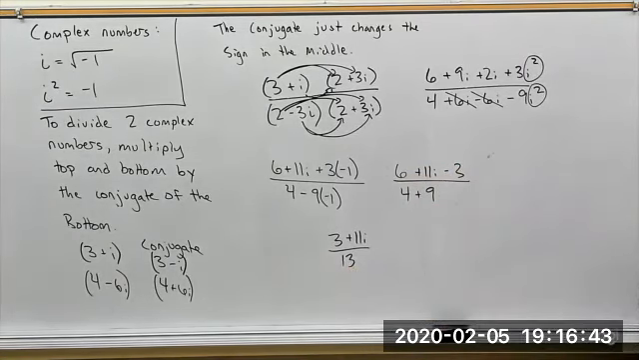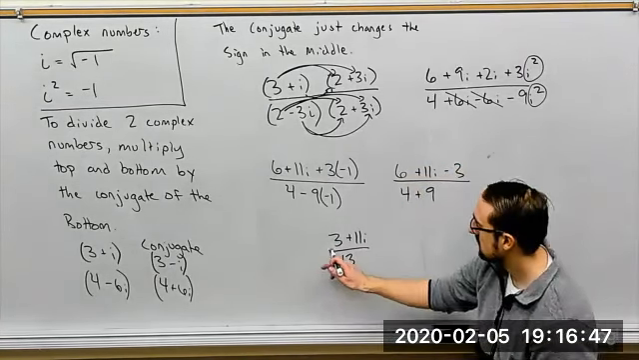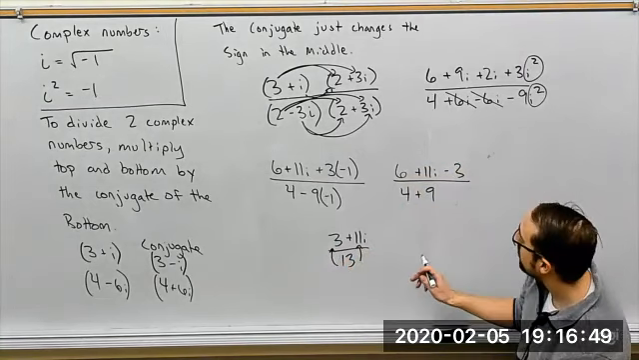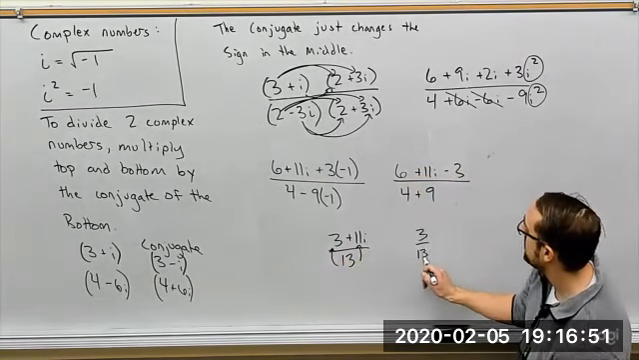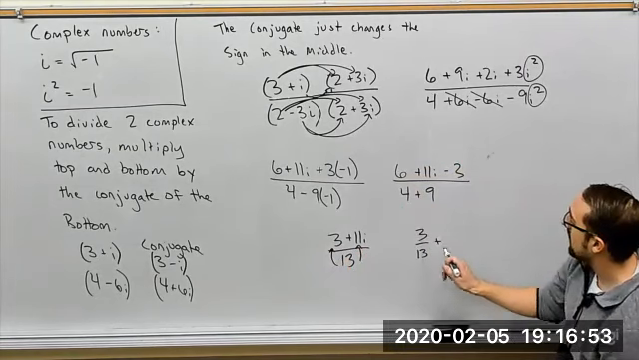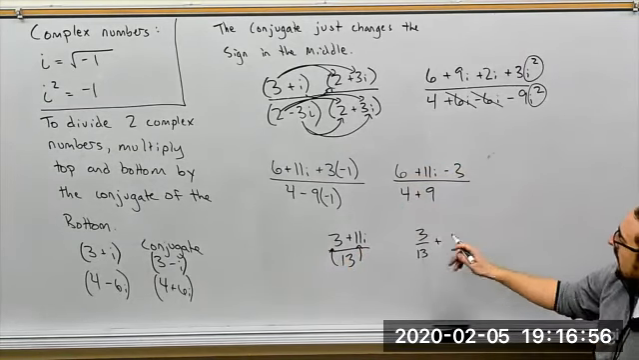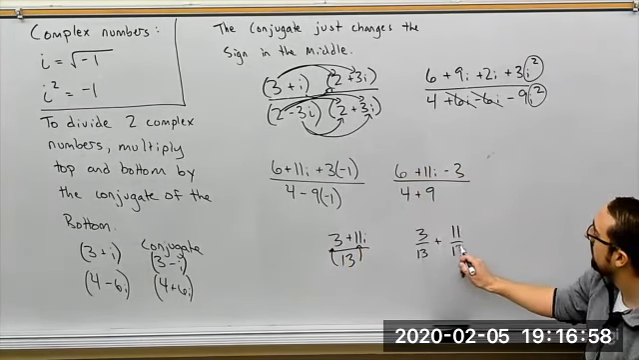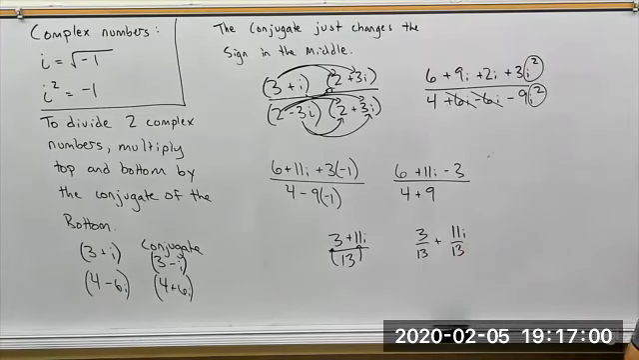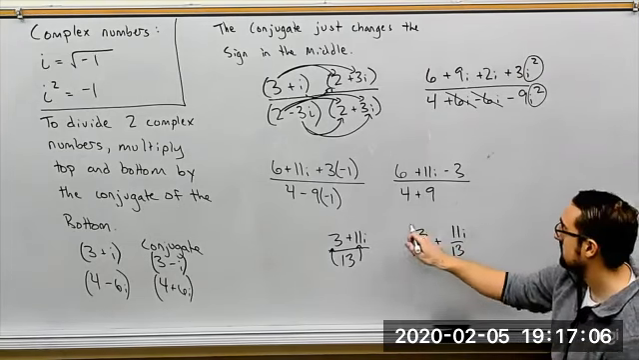And now we're going to distribute the division. Our real part is going to be 3 over 13. Our imaginary part, or complex part, is 11 over 13, 11i over 13. That is our final answer.